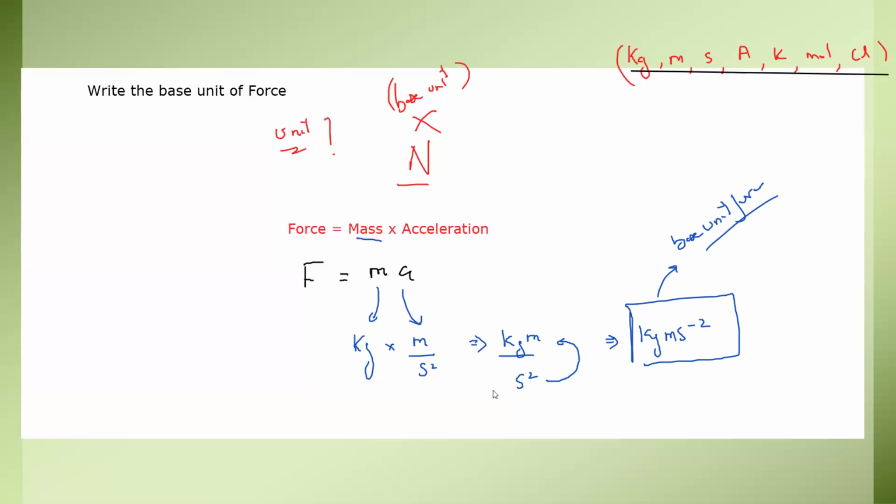So this is the base unit. So we can also say that Newton is equal to kilogram meter second minus 2. So in the exam, usually in a multiple choice question, they give you different options and they ask the base unit of the force. So you will not write Newton, because Newton is not the base unit. Newton is a derived unit. The base unit is kilogram meter second raised to power minus 2.